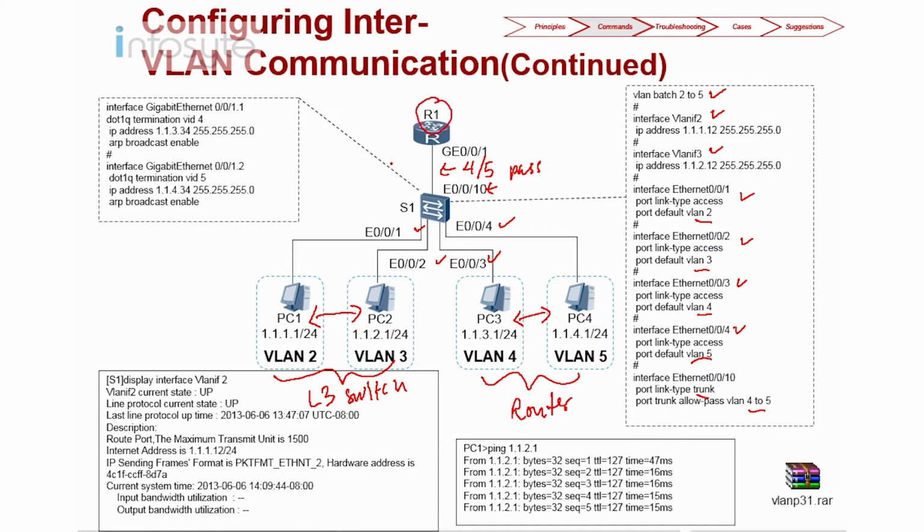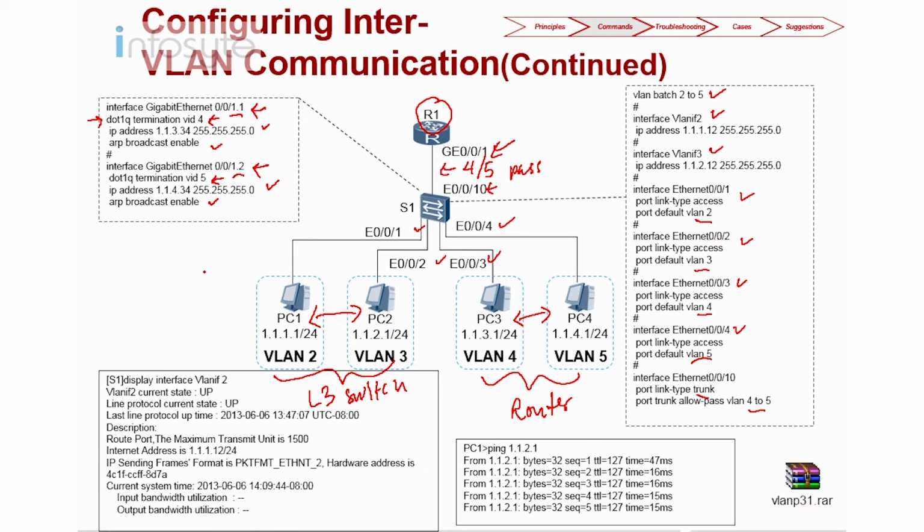So how about the configuration on R1? On R1, the physical interface, which is GE0/0/1, we are not going to configure any IP, but instead we are going to configure the sub-interface. Now this command is very important, which is dot1q termination, representing VLAN 4, and this represents VLAN 5, using the 1.2 and 1.1 sub-interfaces. That will be our default gateway for the hosts, and this is to enable the ARP broadcast.